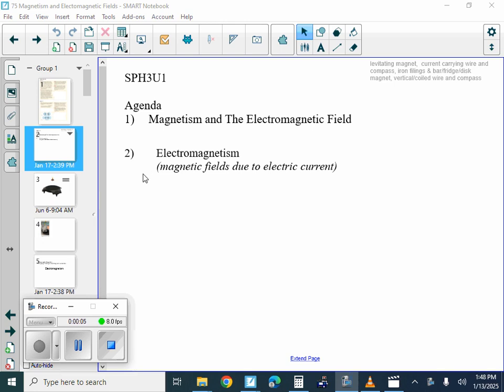Hello everyone, welcome to the next lesson in this grade 11 physics class. So we're looking at magnetism and the electromagnetic field now, really electromagnetism in the end.